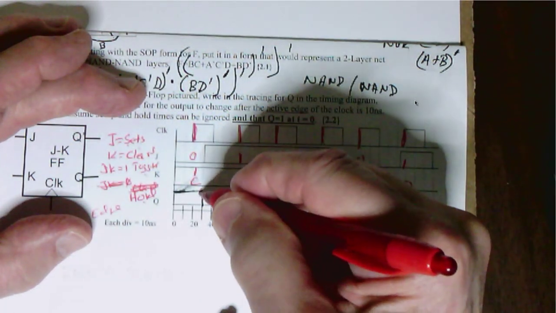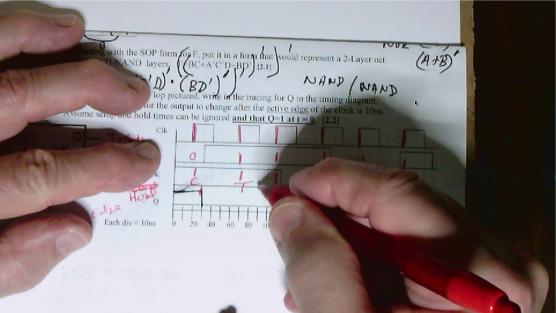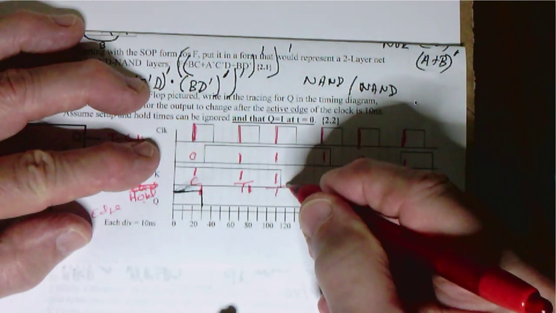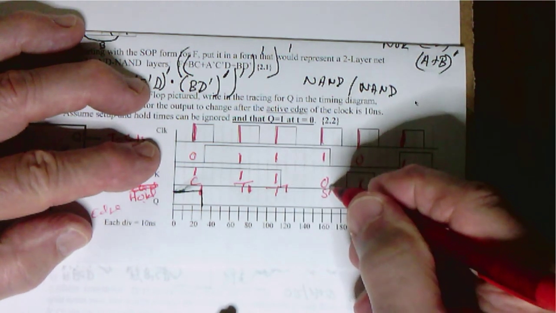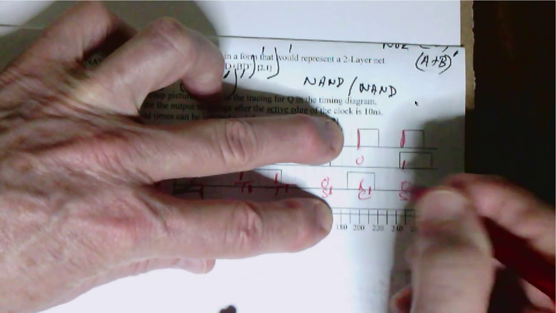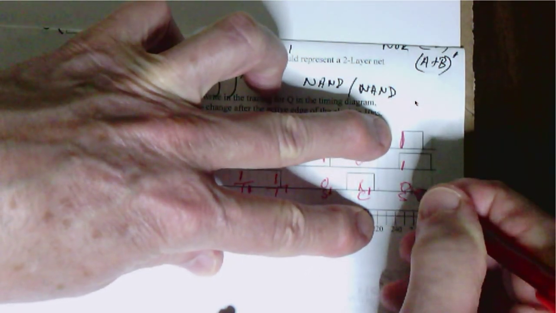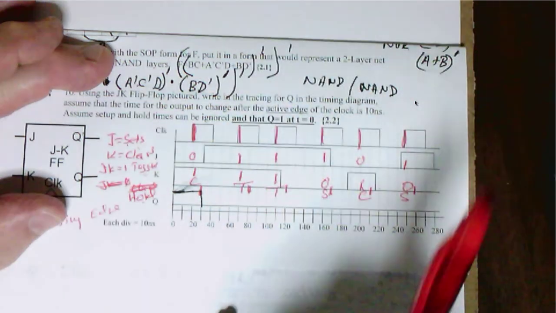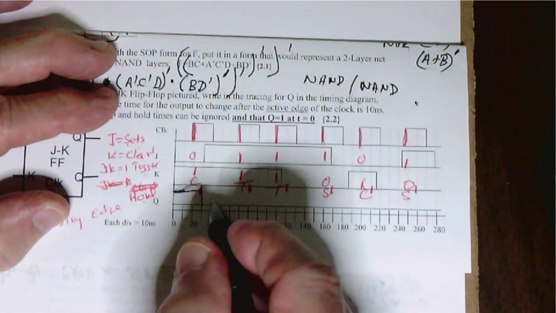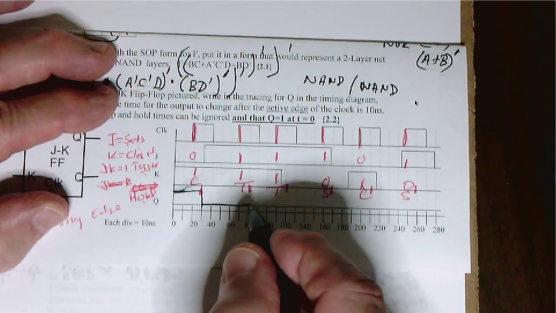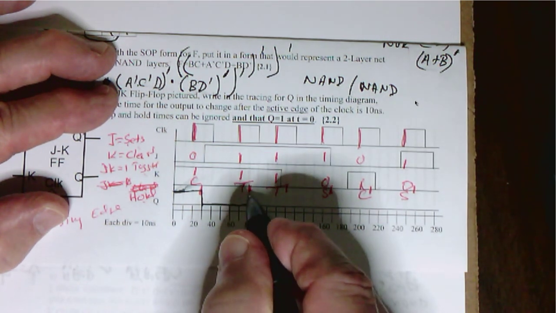So we can put a little tick, 10 nanoseconds after our edge, so we know the action is going to be right there. It's not going to be at the clock edge. The clock edge tells us when it reads the inputs, but the actual transition for the output is delayed. Now it can't change until this here. And now what it's going to do, toggle. Since it's 0, a toggle makes it go to 1.